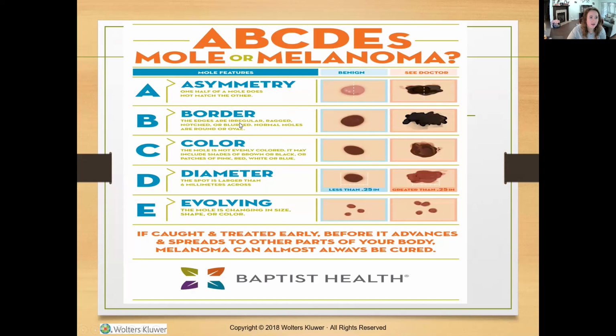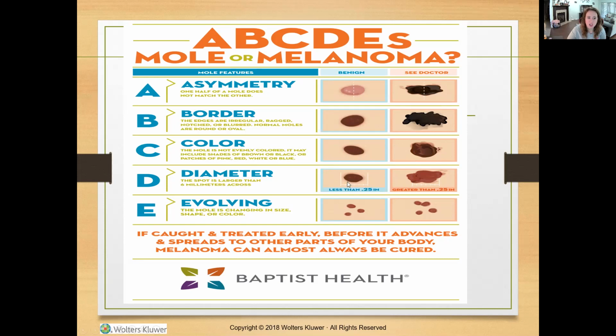Border. Do the edges appear irregular, ragged, notched, or blurred? So if we've got a smooth border here versus this one looks kind of like an ink blot, right? So we don't have smooth edges or borders. Red flag. Color. Is the mole not evenly colored? It may include shades of brown or black or patches. So obviously this is all one color consistently, and this is like a variation of different tones of colors. Again, red flag.